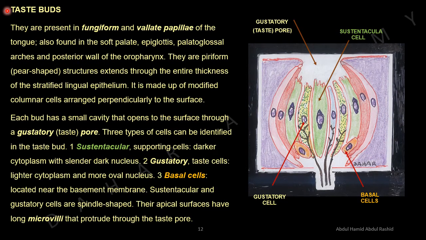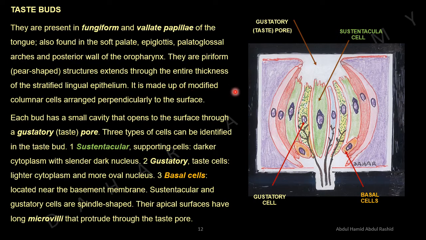Taste buds. This is a diagram of the taste buds. Taste buds are found in two types of papillae, fungiform and vallate papillae of the tongue. However, they can be found also in the soft palate, epiglottis, palatoglossal arches, and posterior wall of the oropharynx. They are piriform, that is, pear-shaped structures that extend through the entire thickness of the stratified lingual epithelium.